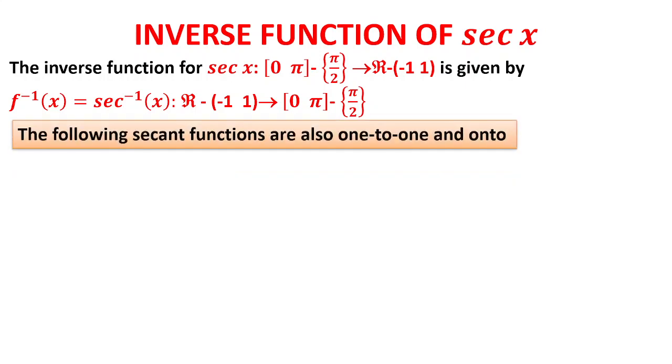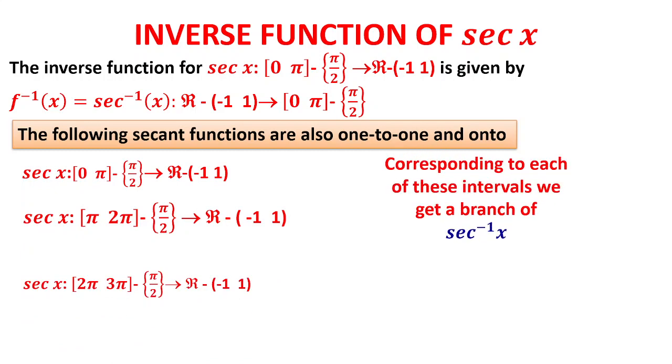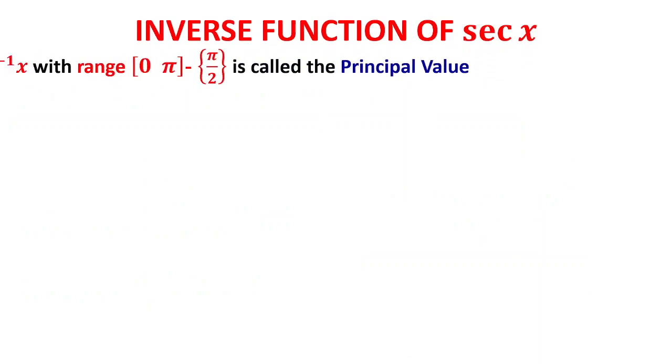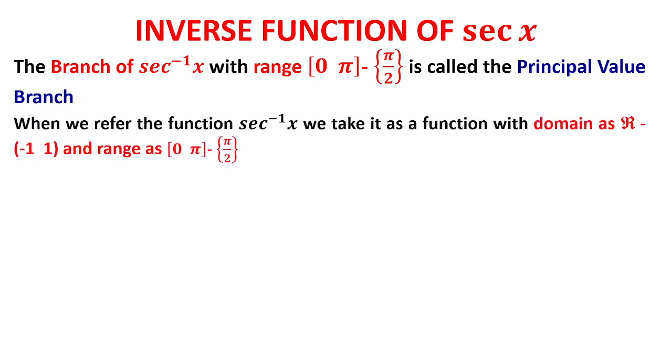Now, there are so many one-one and onto functions also. All these are called branches. They are all the branches of secant inverse x. Out of all the branches, we are taking one branch called the principal branch, as usual. Therefore, the principal branch is 0 to pi closed interval minus pi by 2. All the values lying between 0 and pi except pi by 2. Therefore, when we refer to it, the domain is R minus minus 1 to 1 and the range is 0 to pi minus pi by 2.